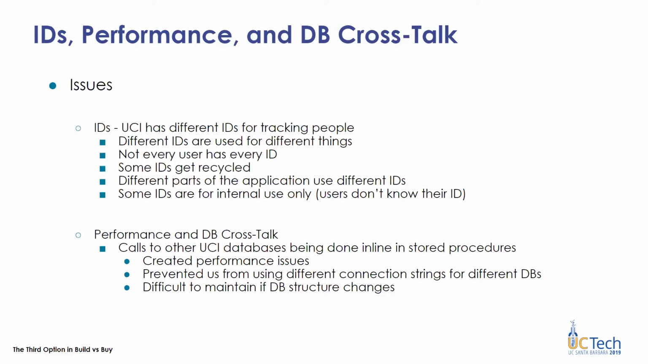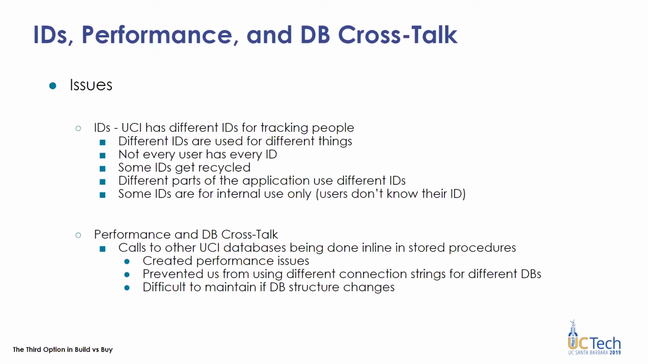The table that tracks who has what appointment was using one ID, and the table that tracks who has permission to make an appointment with this calendar uses a completely different ID. So you'd have to go out to some other database to do a lookup to figure out who was who across these databases. The other issue was this performance and the database crosstalk.